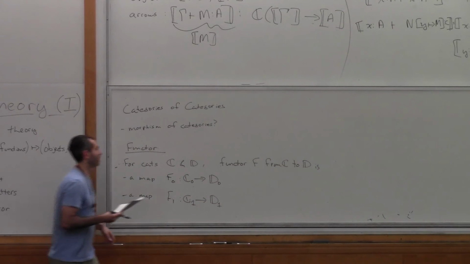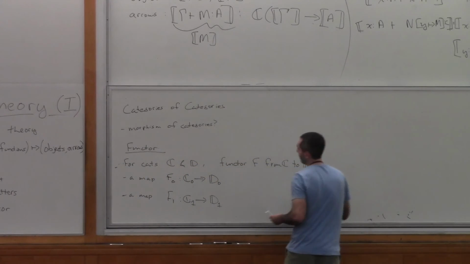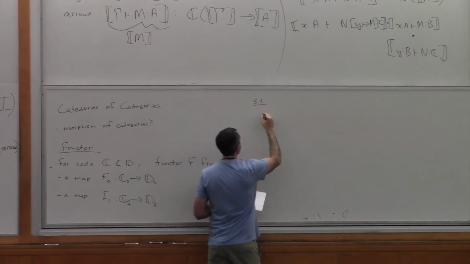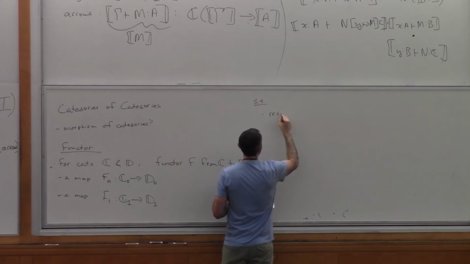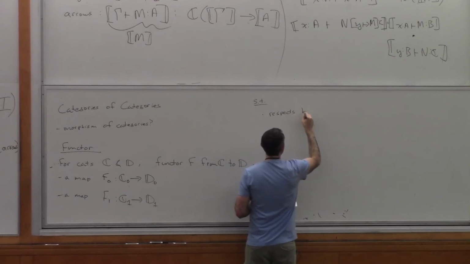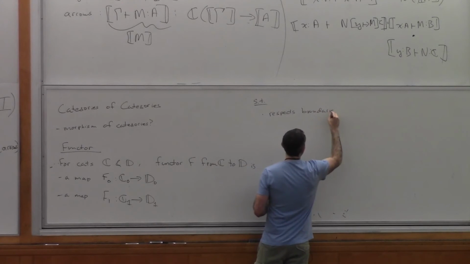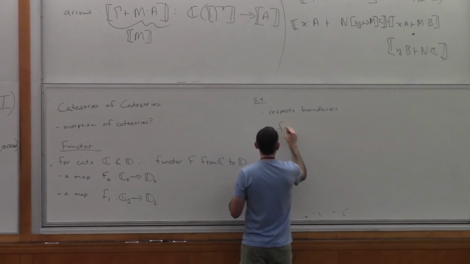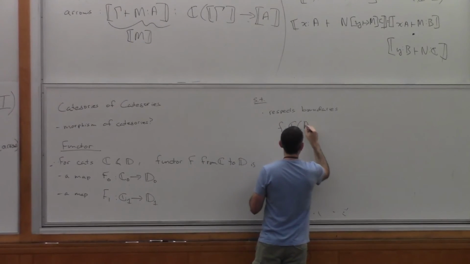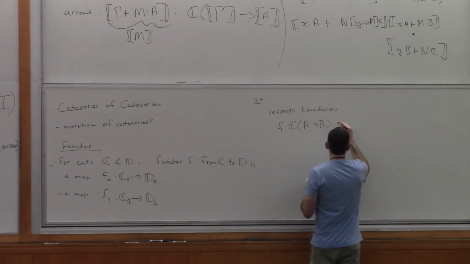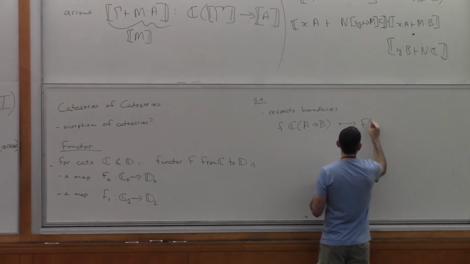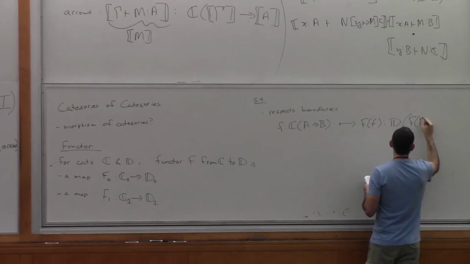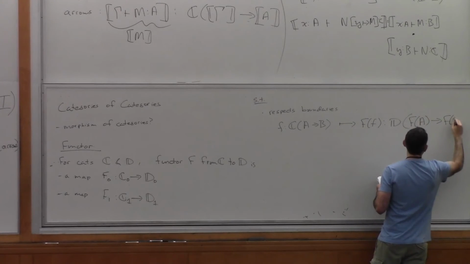But now it has to have some properties, such that, it has to have two properties. One, it respects the boundaries, like a good office mate, right? And that means that if f is an arrow in C between A and B, then it takes that to F of f, which is now an arrow in D, whose domain is F of A, and whose codomain is F of B.